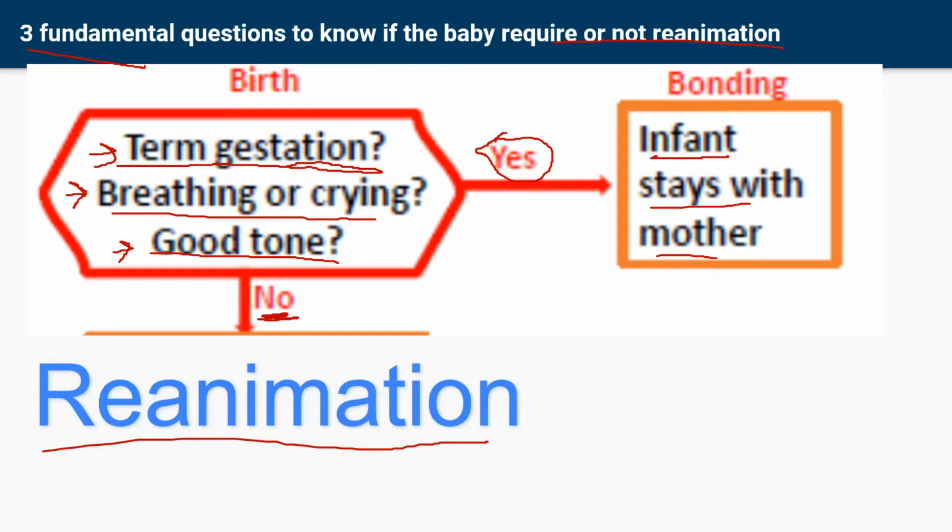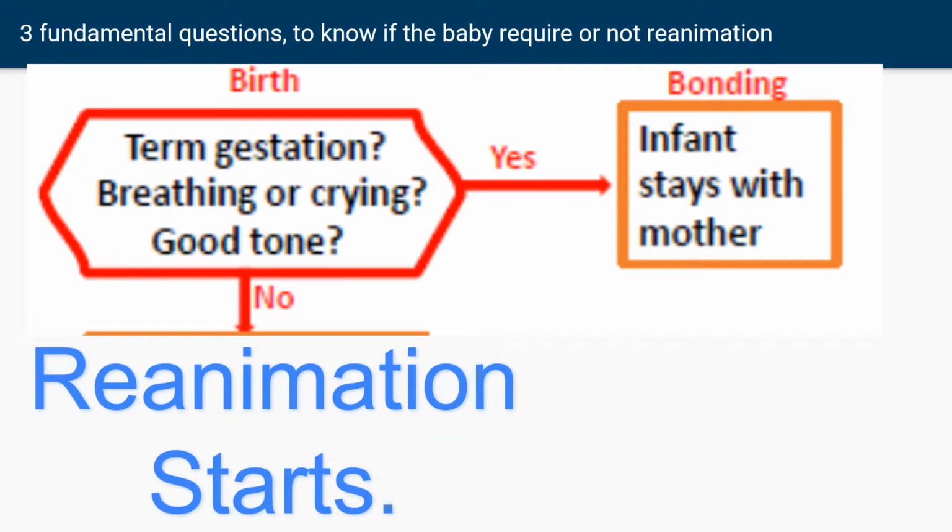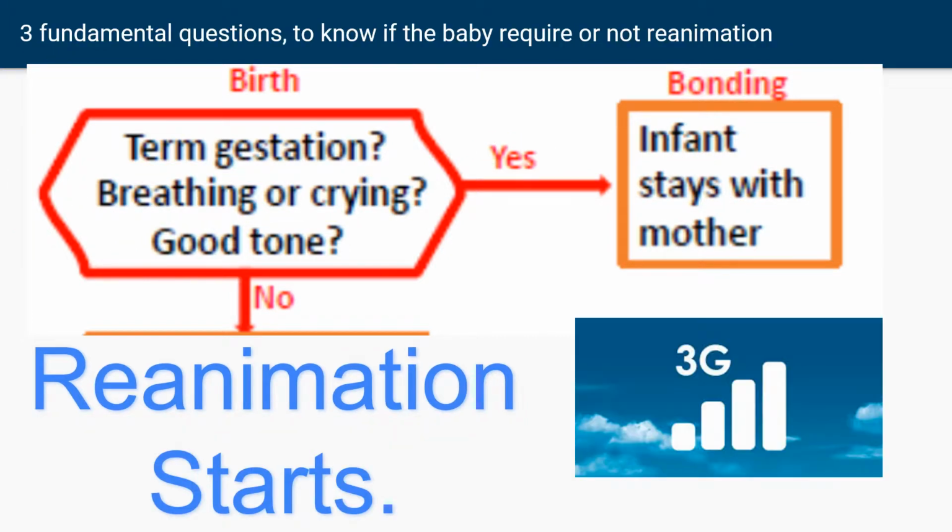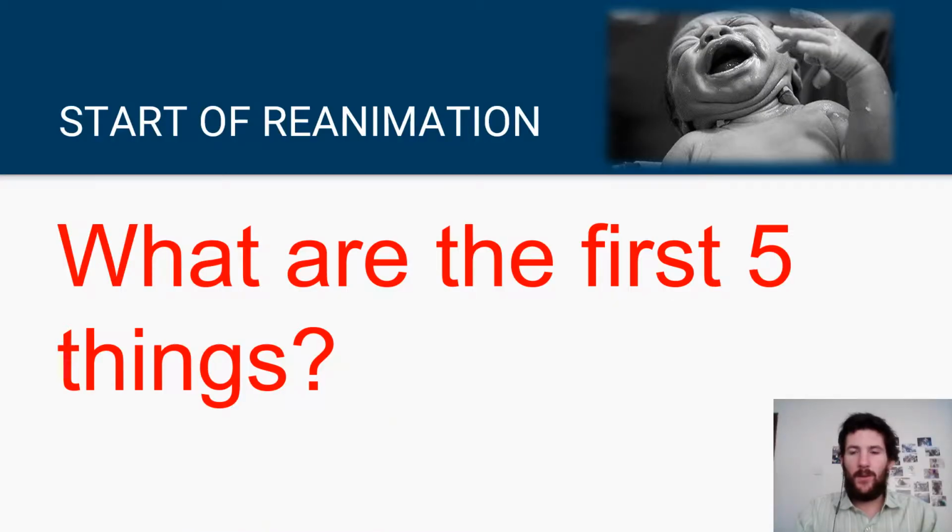And how to remember these three questions? There is a little mnemonic that is the 3G. So the 3G, that is good gestation, good crying, and good tone. Good breathing.